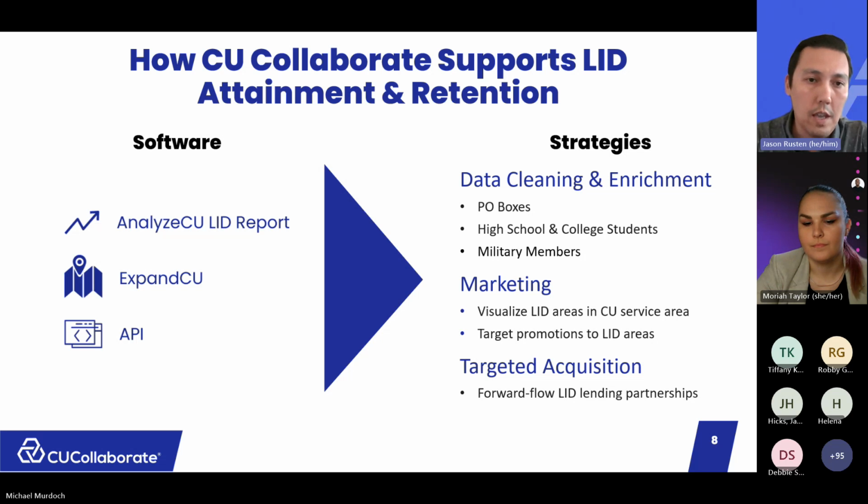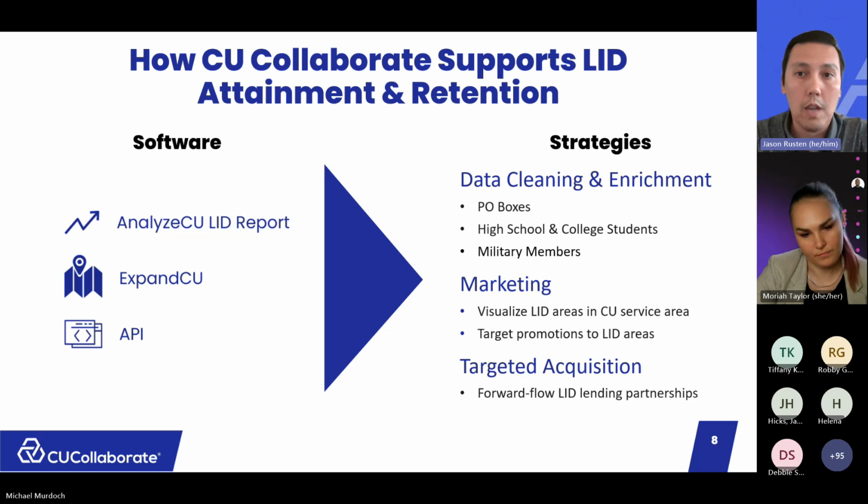The first is the Analyze CU LID report that will let you examine your member data to see what your current percentage of low-income members is, to help you understand if your LID status is at risk, or if you don't have LID yet, how you're trending towards your goal of obtaining it. We also have our mapping tool, Expand CU, which will let you visualize low-income designated areas on a map.